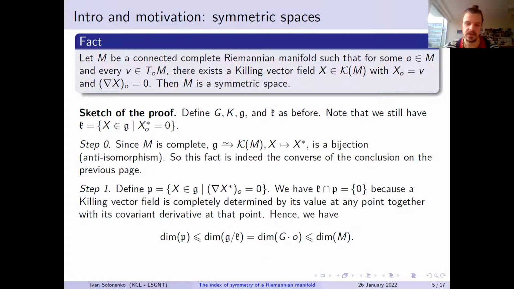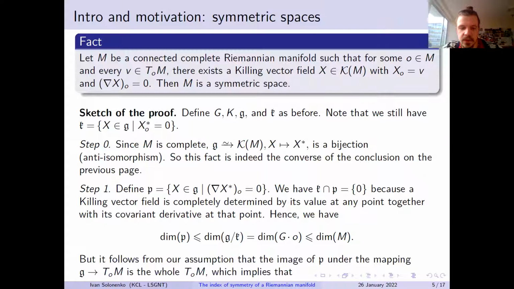So we have this equality in the middle, and then the orbit. We do not know yet whether M is even homogeneous, so the dimension of the orbit is in general less than or equal to the dimension of M. But now we can restate our assumption about the existence of such Killing vector fields: the image of P under the differential of the orbit map from G to T_O M is the whole T_O M. It means that every vector in T_O M can be extended to a Killing vector field whose covariant derivative is 0. Basically, it means that the dimension of P, which is the left-hand side here, coincides with the dimension of M, which is the right-hand side here.